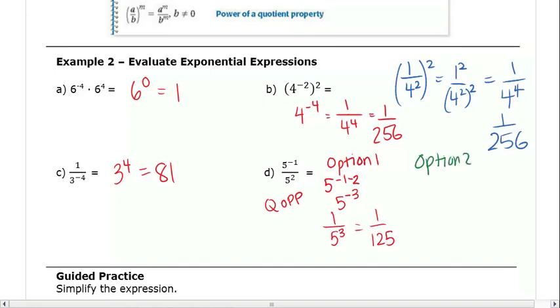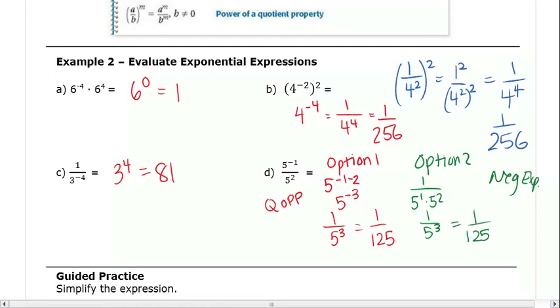Option 2, I'm going to call it negative exponent. Okay, so really looking at this, that 5 to the negative 1st is going to be flipped to the other side of the fraction. And that 5 squared is already down there. Now I can add the exponents together in the denominator, so that would be 1 over 5 to the 3rd, equals 1 over 125.